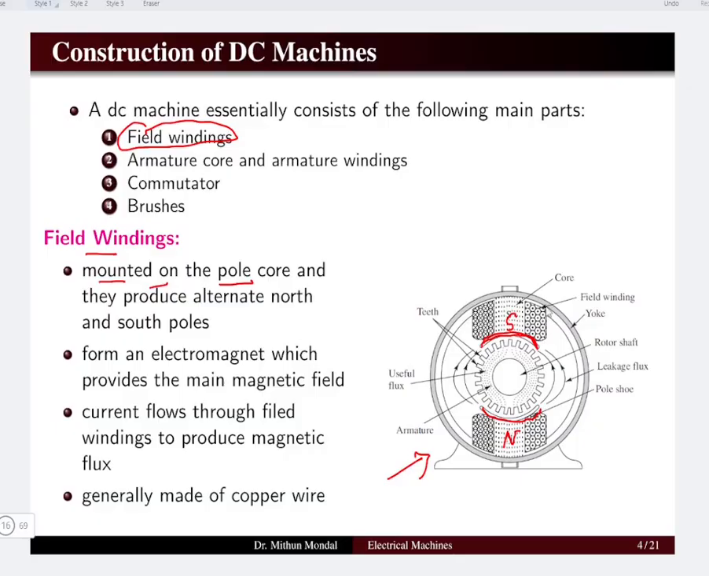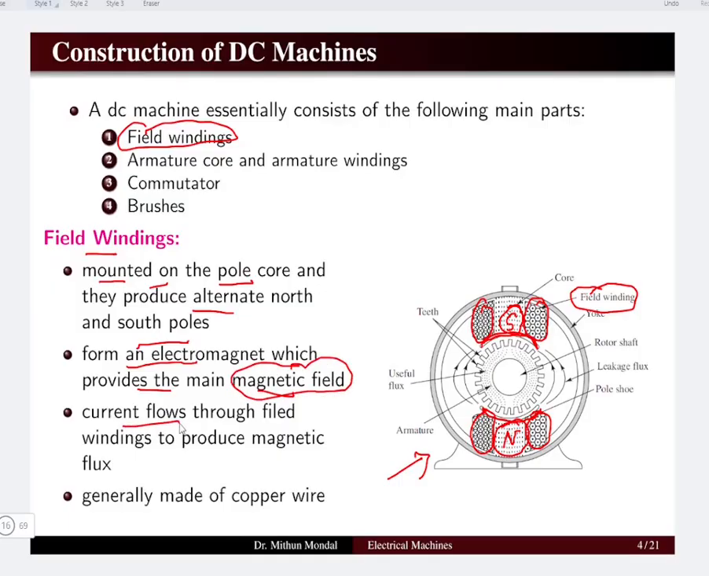So here we can see that the field windings are present on the poles, and they are required to produce the alternate north and south poles. So this is an electromagnet. The field winding present on the pole core will be producing the alternate poles, that is the north pole and the south pole. It forms an electromagnet which provides the main magnetic field. So the magnetic field is the main requirement which is produced by this field winding.